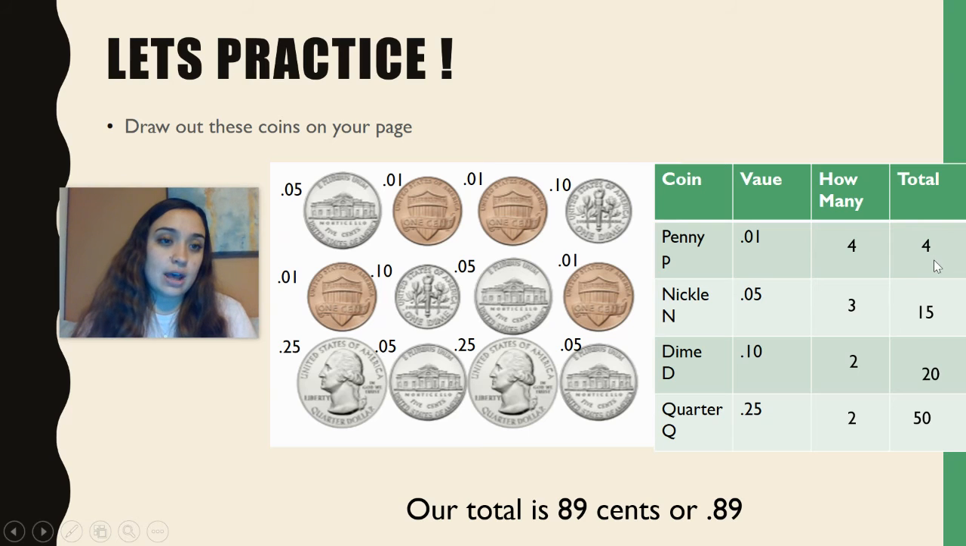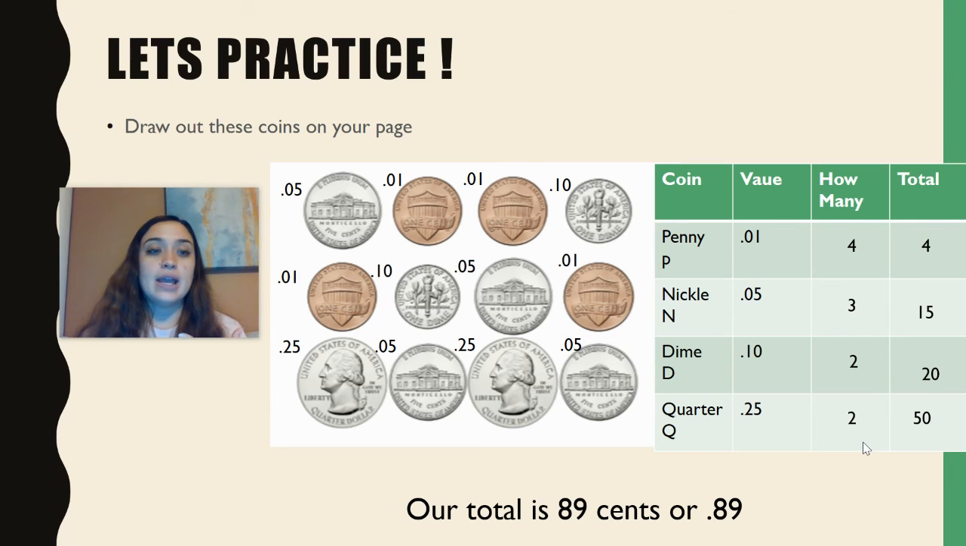This one's easy because you're counting by ones. Nickels, you're counting by fives to get your total. Dimes, you're counting by tens. And then quarters are a little different, but we are more familiar with quarters, right? We can remember 1 quarter is 25 cents, 2 is 50, 3 is 75, 4 is $1.